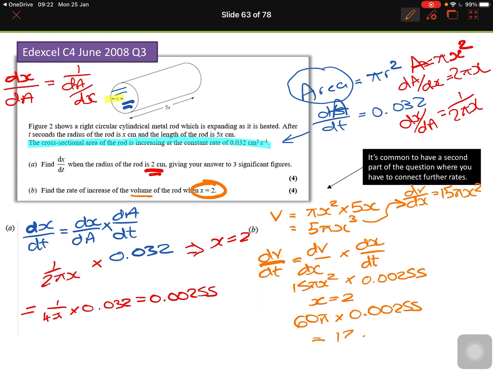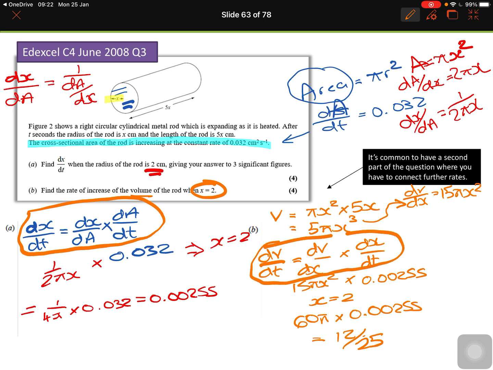So I will get an answer of 12/25 centimetres cubed per second. It's all about connecting these rates of change. It's all about setting up these fractions using our chain rule. So these are the important parts, and then working out how we can find the missing part.